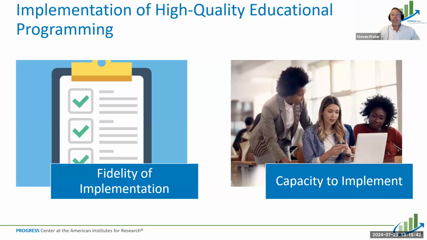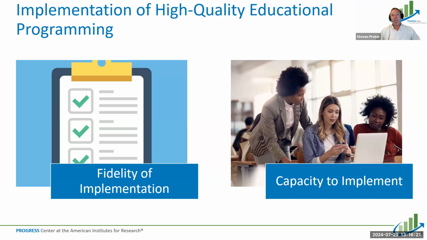So when we look at case studies throughout the different case laws, these are the two things that come up most often in the reviews of those case laws: fidelity of implementation and capacity to implement. When you're trying to implement this high quality educational programming, the first thing we think about is the fidelity of implementation. Are you implementing that IEP as it's intended? Are you doing all the things you said you were going to do in that IEP? Are you providing all the services, all the duration, all the frequency and intensity, the way it's set up that that student is supposed to get to make sure that they're successful in school? So that's the first thing. Are you doing what you said you were going to do?